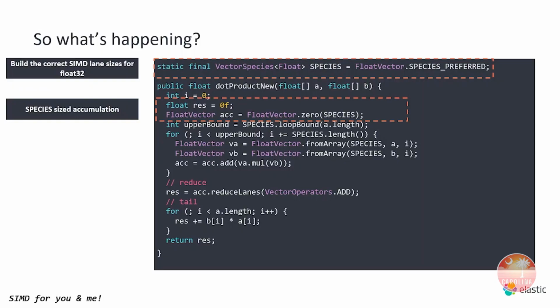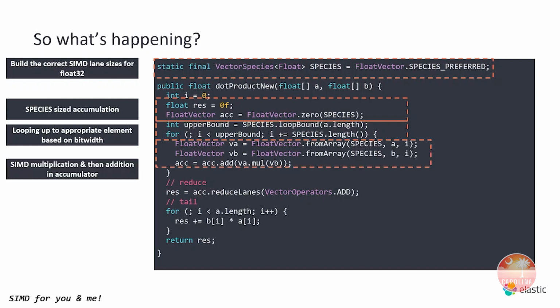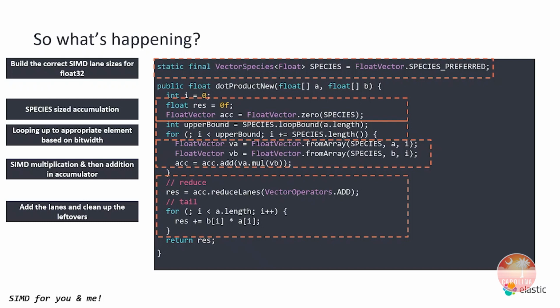Now we're going to say, give me an accumulator of zeros. That way I have my 4 lanes, and I'm adding all my floats there iteratively, continually. I can do 4 at a time. Now I have this upper bound. What if I'm doing a dot product of things that have 17 elements? That's not divisible by 4, right? So I'm going to have a little bit at the end that I need to catch up on. That's what the loop bound gives me. Here I'm going to load up these float vectors, multiply them together, add them to the accumulator, reduce my lanes, and then I catch up on the tail.